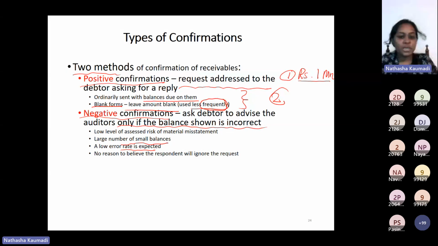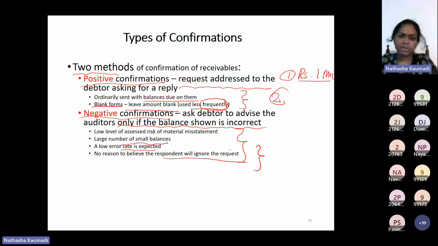No reason to believe the respondent will ignore the request. So in practice, these debtors are very good. They are replying. So you can use these negative confirmations. These are the situations where you can use these negative confirmations.